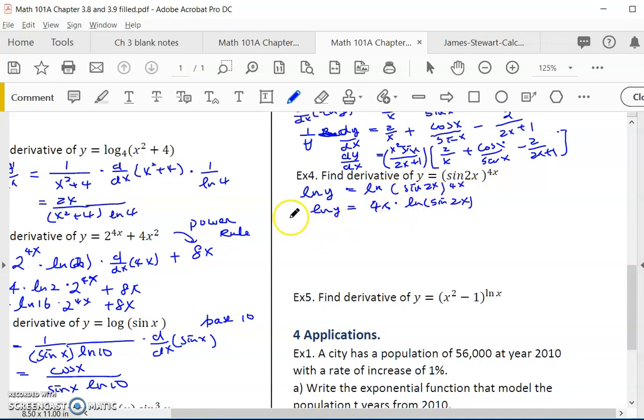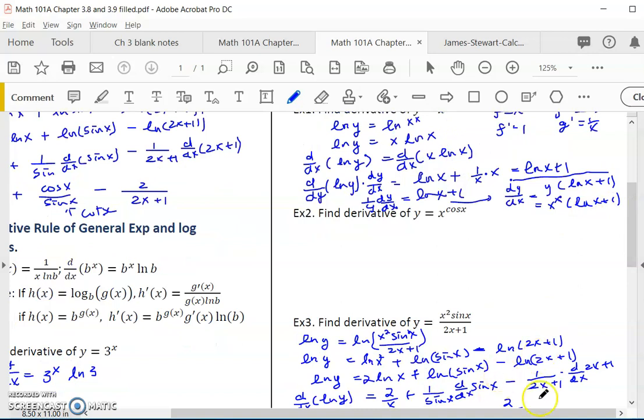So then I need to do dy/dx now. So d/dx of ln y, and d/dx of this is a product rule, f equal to 4x, g equal to ln sine 2x. f prime equal to 4, and g prime would be, oh no, not ln 4x, ln sine 2x. So this is a composite function. Inside is sine 2x, outside is ln. So 1 over sine 2x, and then the derivative of sine 2x, which is cosine 2x, and then the derivative of 2.